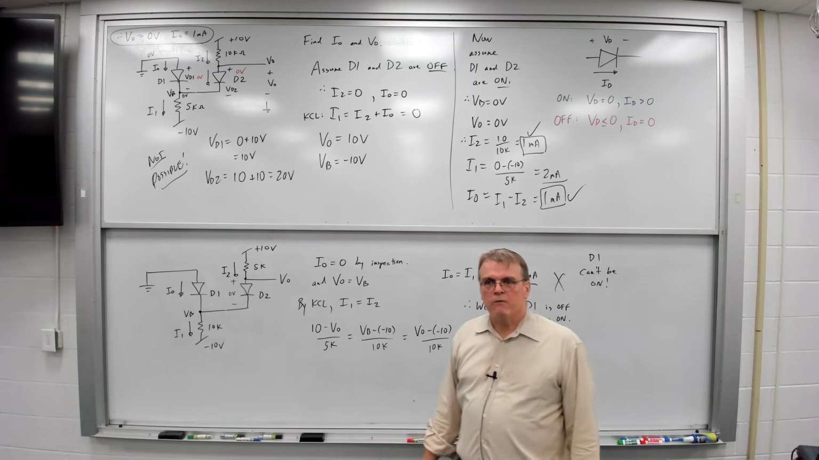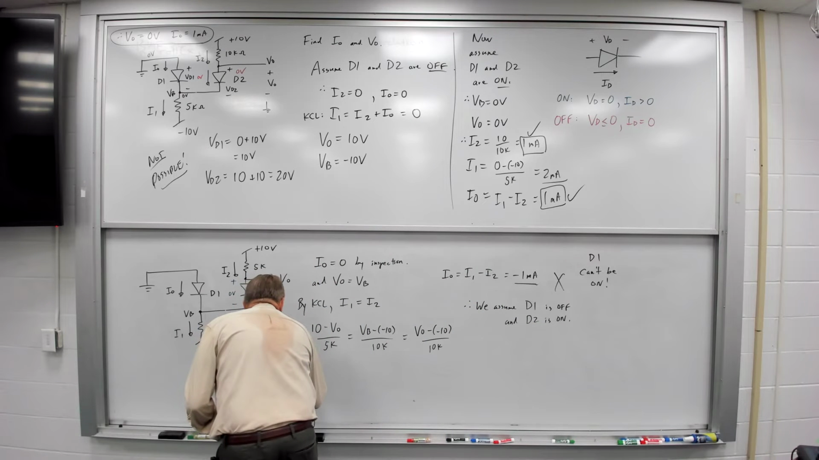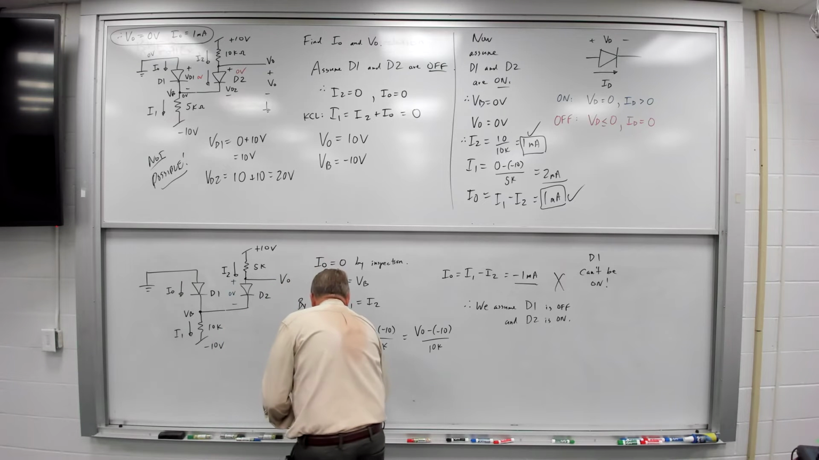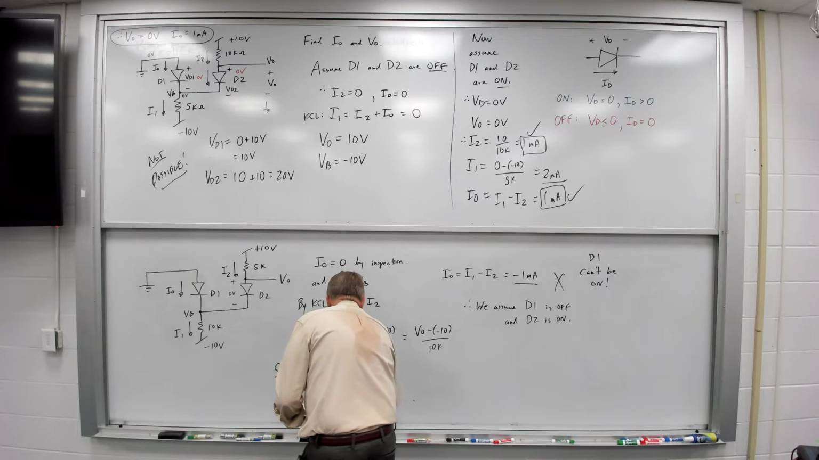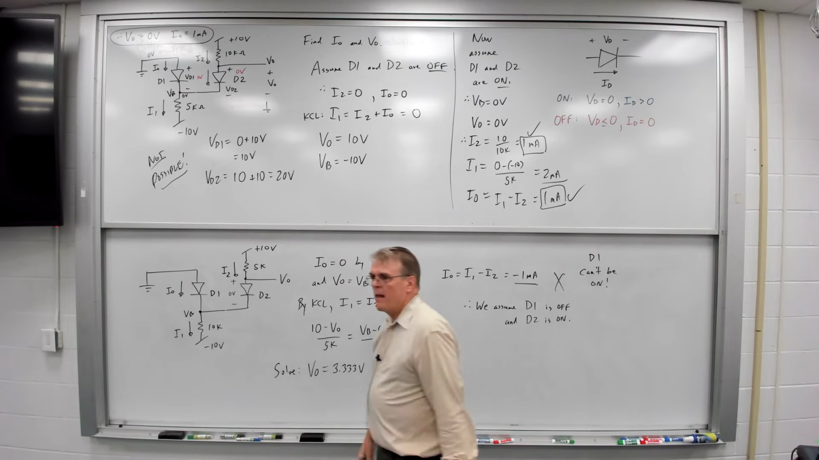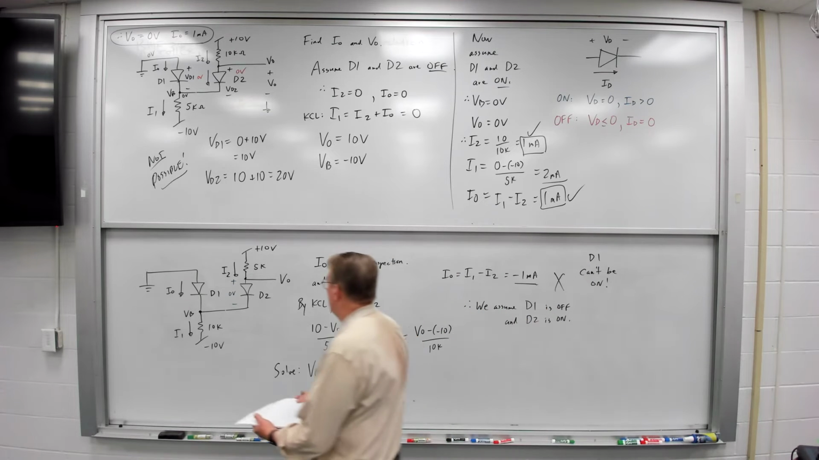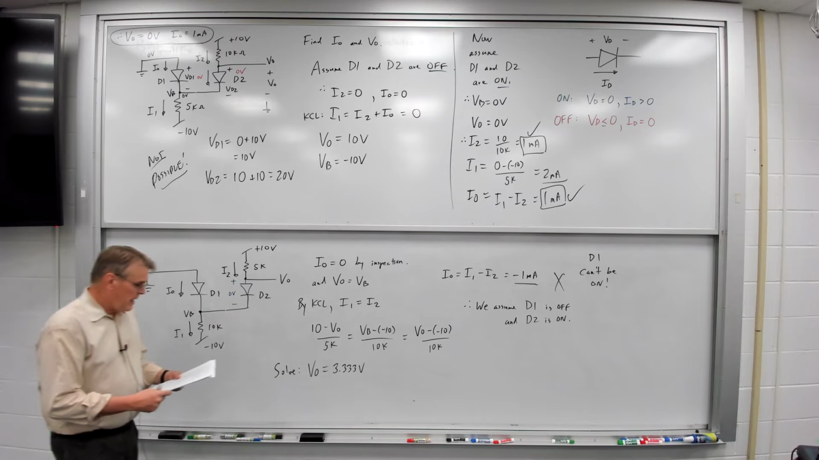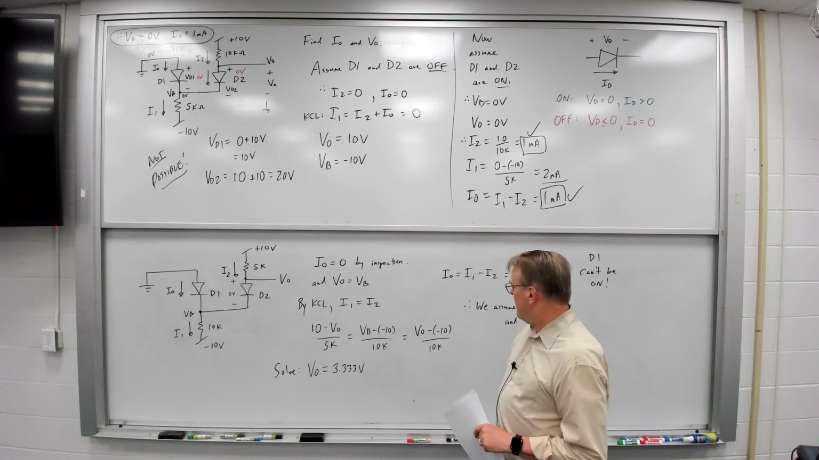I can now solve for V0. V0 will be equal to 3.333 volts. And that's my result. Okay. So in this case, what do I have here?